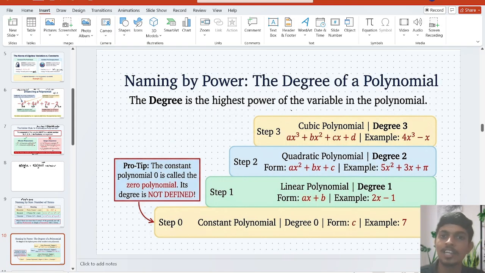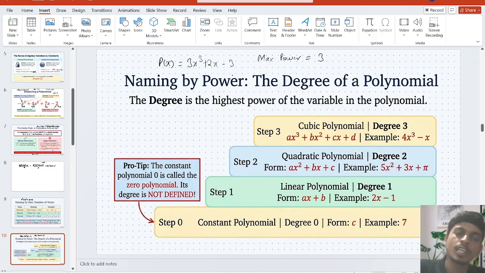The degree is the highest power of the variable in the polynomial. For example, say p(x) is the polynomial 3x cube plus 2x minus 3. Here the powers are 3, 1 and 0. What is the maximum power in that expression? This is 3. So the degree of this polynomial, represented by degree of p(x), is equal to 3. This is the maximum power. So we can say that the degree of polynomial p(x) is equal to 3.